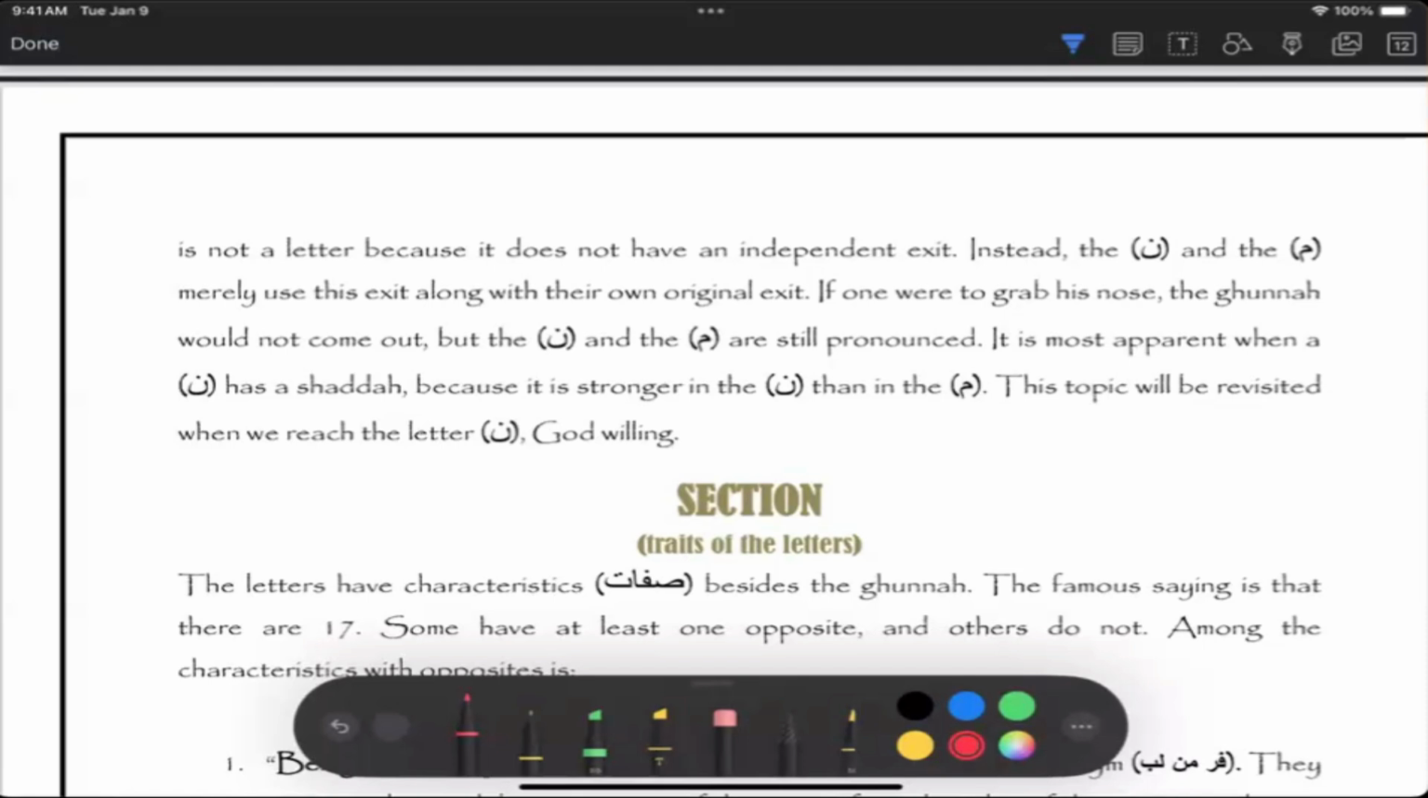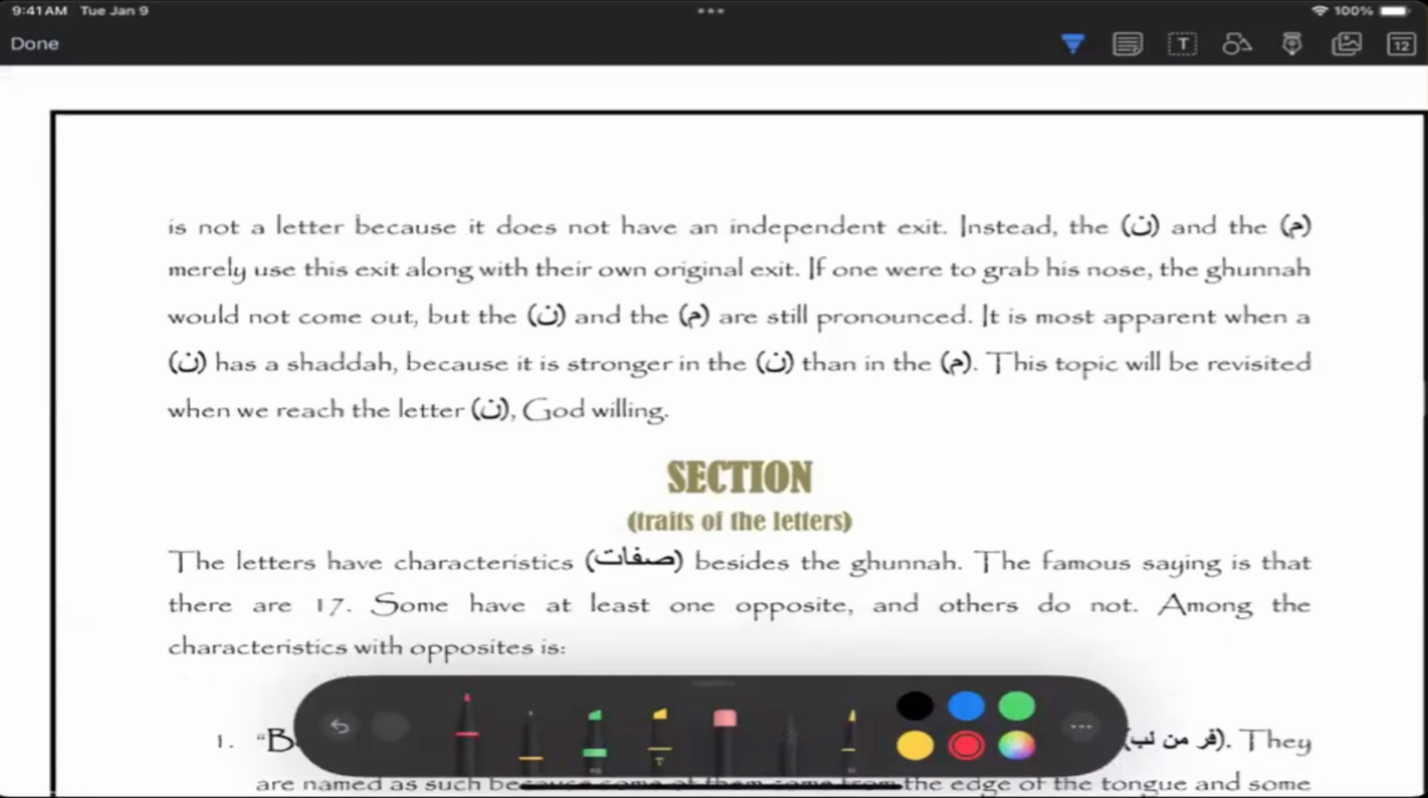If one were to grab his nose, the ghunna would not come out. But the noon and the meem are still pronounced. This ghunna is most apparent when the noon has a shadda, because the ghunna is stronger in the noon than in the meem. So when the meem has a shadda, the ghunna appears. When the noon has a shadda, the ghunna becomes more obvious. And it's most obvious in the noon than in the meem. Inna, lamma.